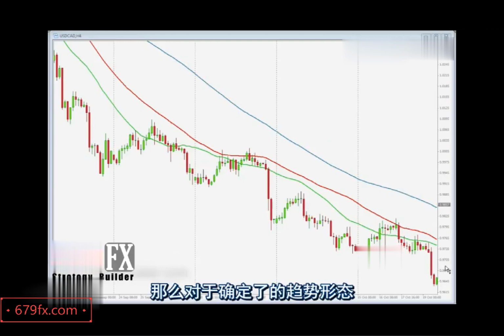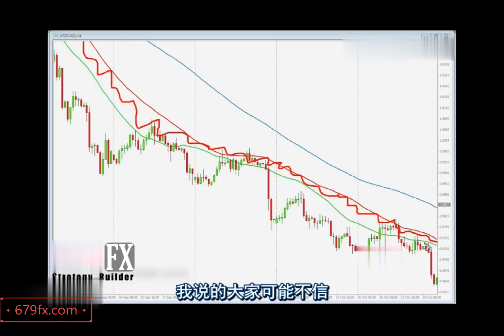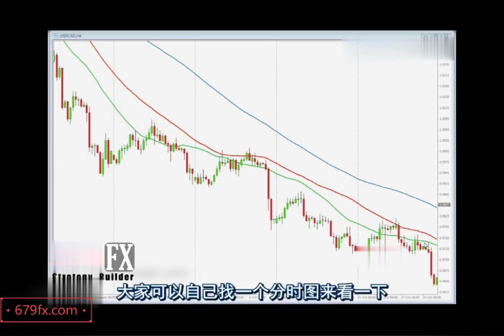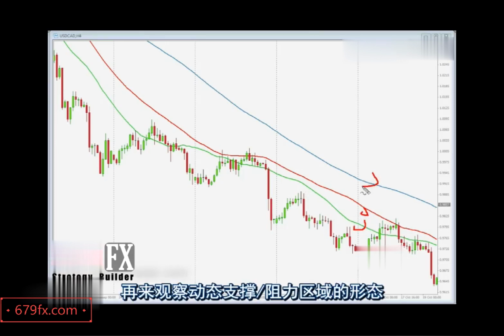Okay, in a trending scenario, then what do we do? We keep an eye on the dynamic area of support and resistance. As usual, we wait for price to reach this area once again and have a look. Just look at the chart. You don't have to believe me. In fact, just look at your own charts. Search for moments where all the moving averages were falling in order, pointing in the same direction, parallel to each other, and when that happens, see the reactions of the dynamic area of support and resistance.